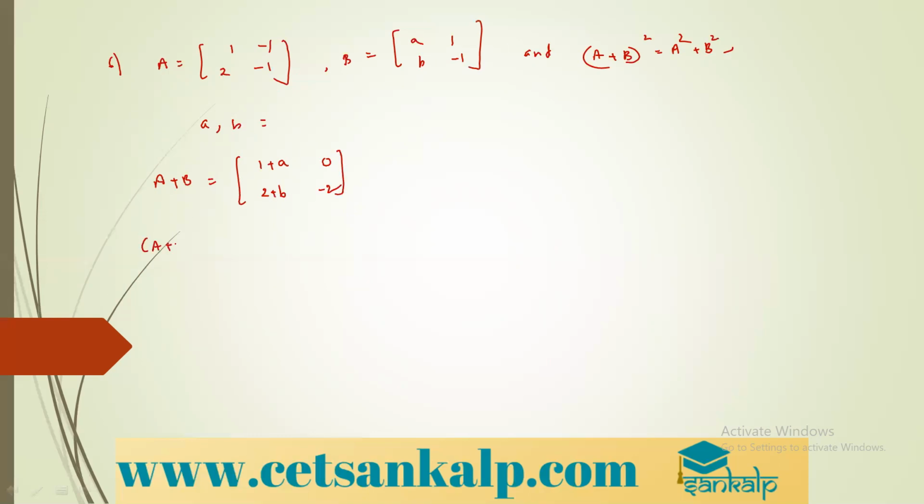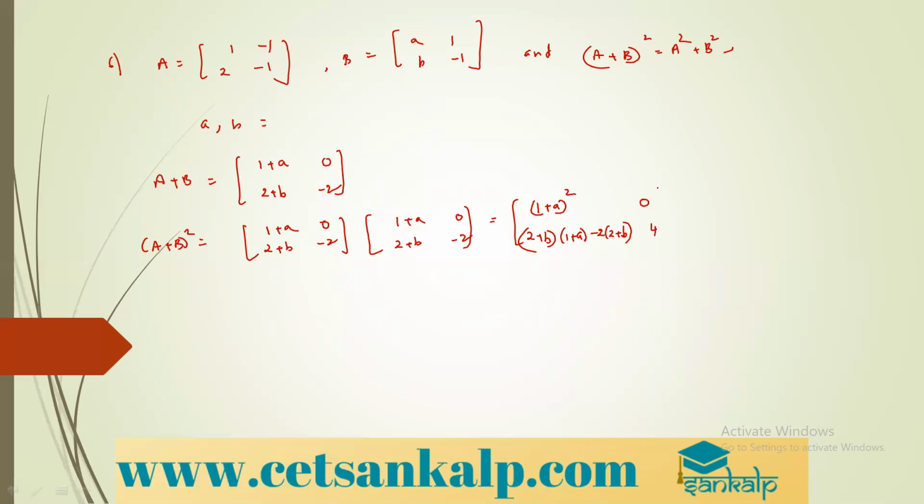Next, I will find what is (A plus B) whole square. That is [1 plus a, 0, 2 plus b, minus 2] into [1 plus a, 0, 2 plus b, minus 2]. Two times I am multiplying. So I will get (1 plus a) into (1 plus a) plus 0. Then (1 plus a) into 0, 0 into minus 2. Then (2 plus b) into (1 plus a) minus 2 into (2 plus b). The last one, (2 plus b) into 0 minus 2 into minus 2, 4. This is what I got.